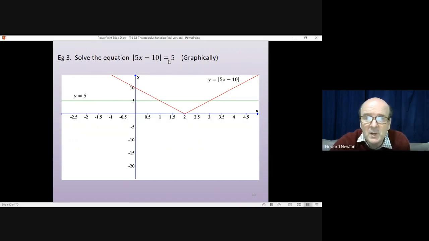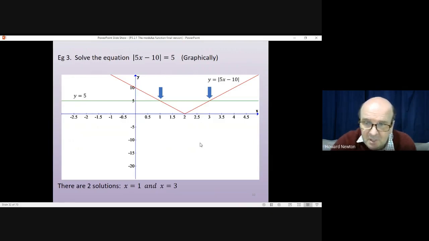If ever you're solving an equation graphically, what you're looking for is where the two lines cross each other. So when does the graph for the modulus, the red line, cross the green line, the graph for y equals 5? Well, it's at this point here and this point here. So what you need to find is the x value of that crossing point and the x value of that crossing point, which I think are fairly clear from the graph. The first one here is x equals 1. The second one here is x equals 3.